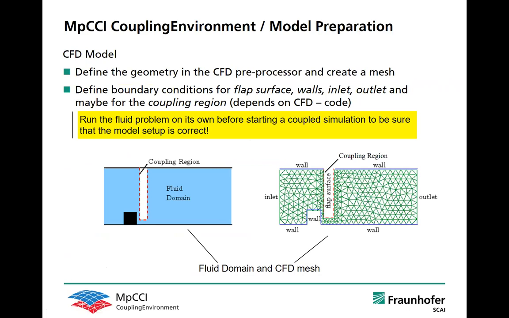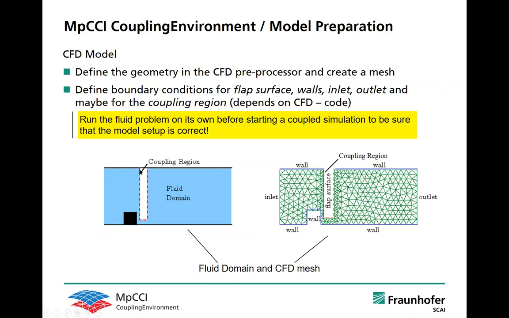What do you need to do to prepare a model to come from a standalone CFD model to a coupled CFD model? On the CFD side, you can see it on the right side here, you will have the fluid domain, the green mesh, an unstructured mesh. And you will have defined some coupling surface mesh definition, a 2D part of that 3D volume mesh. That 2D surface definition of the flap surface is the only mesh part really seen by MpCCI. You see it on the left side here.